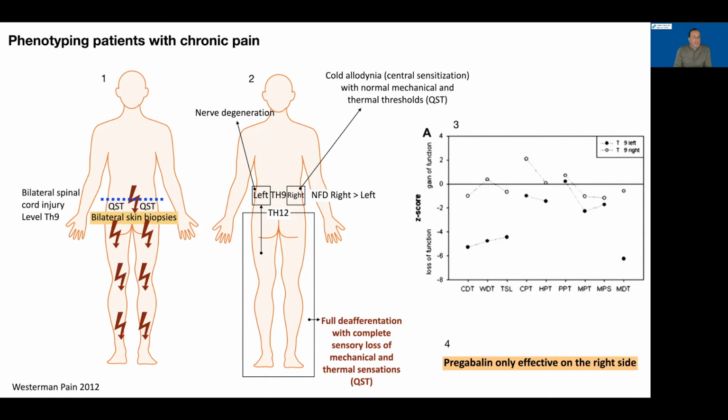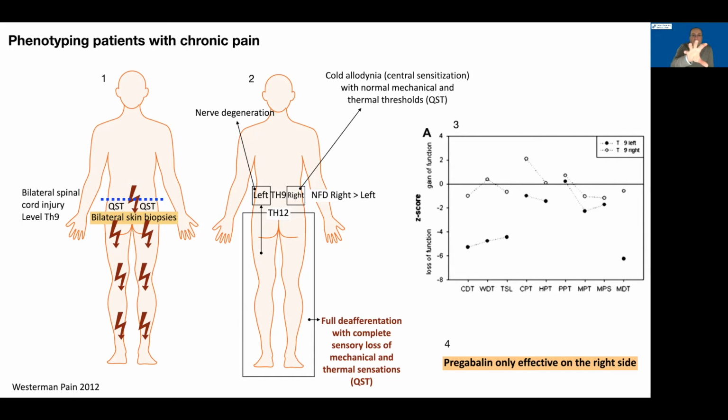And this is a publication from Westerman, again from the group of Ralph Baron. And they had a patient with bilateral spinal cord injury at the level of thoracic 9. And what they did, I show you that on the left side, they did bilateral skin biopsies, they did QST, and you can see the level of pain that this patient had. And what did they show?